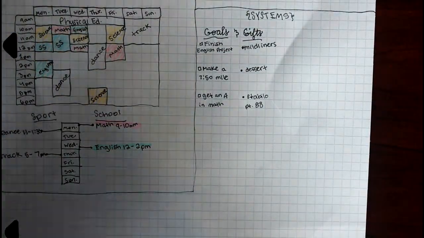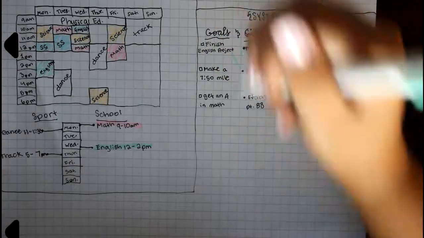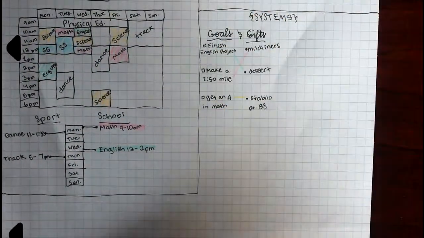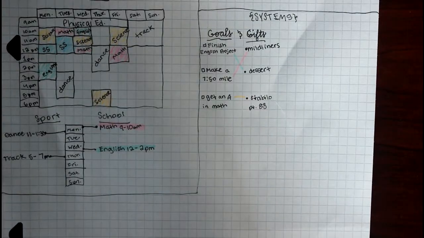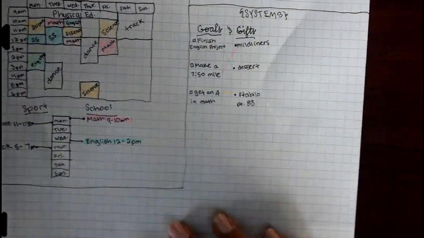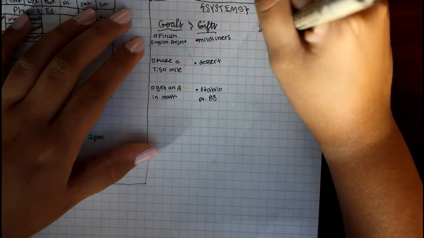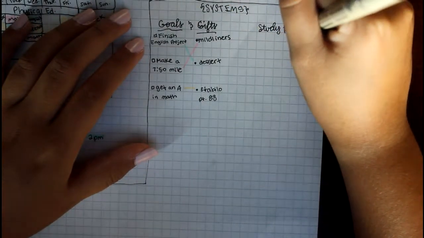Like for my English project, I gifted it with a dessert. For a 7:50 mile, I go to Mileliners. And to get an A in math, which is probably the longest and largest goal, I did the Stabilo 88 pens, because that's a larger and more expensive pack.